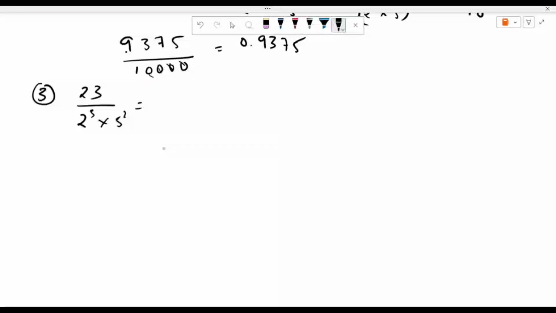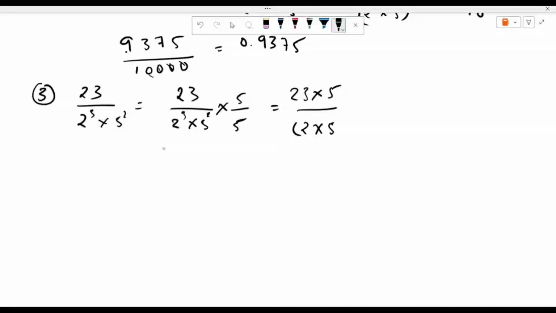How can you convert? We can't convert 2 because its power is 3 and the other power is 2. We can convert 5 square into 5 cube. How? By multiplying. So we multiply and divide by 5. So 23 divided by 2 cube into 5 square, multiply by 5 and divide by 5. So we get 23 into 5 divided by 2 into 5 whole cube.